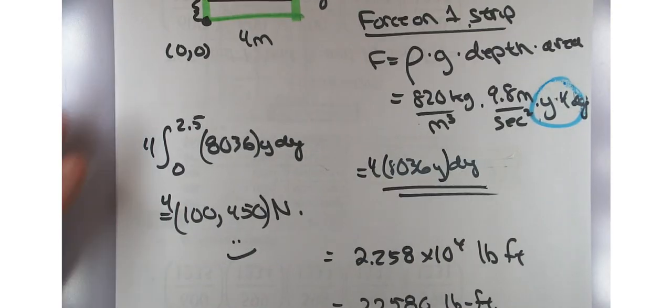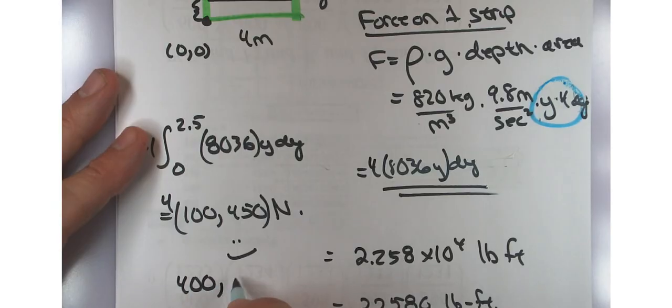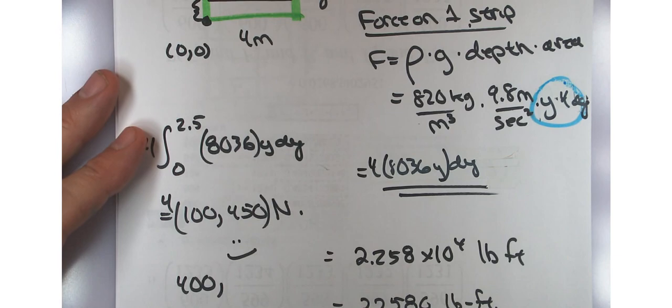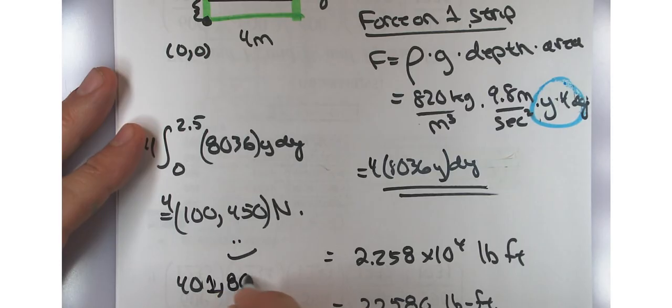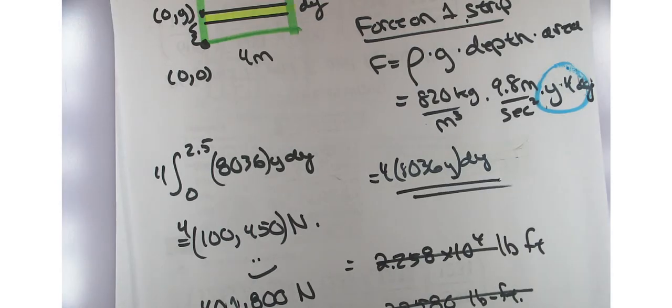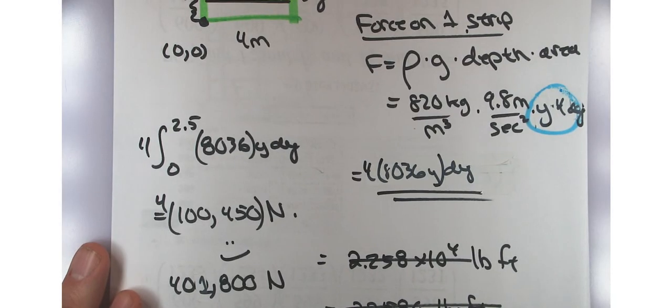So 400,000 and let's see, 1,800. Yeah, sorry. I hate when that happens. Thank you. There's someone else had one too.